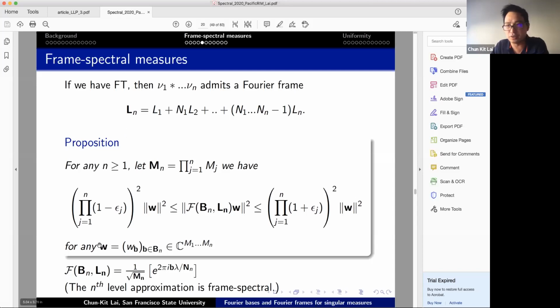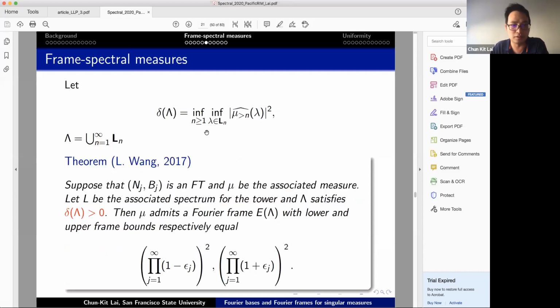we have the Fourier proposition, which says that up to the nth level, the convolution is still a discrete measure. They are frame-spectral, and the frame bound is important. Now the upper frame bound will accumulate by a product of 1 plus epsilon j, and the lower frame bound is 1 minus epsilon j in the product. Previously all were 1. Now you get a little bit of increase, but I can control the increase because the summation of epsilon j is finite. So if we take the product up to infinity, it will not be a problem. It's still a finite upper frame bound and a finite lower frame bound.